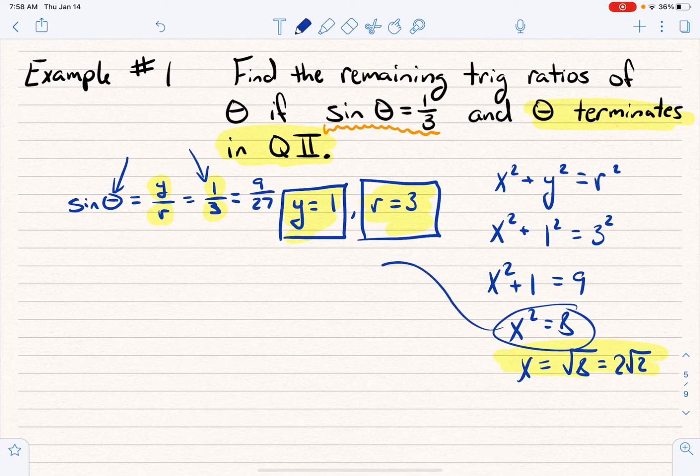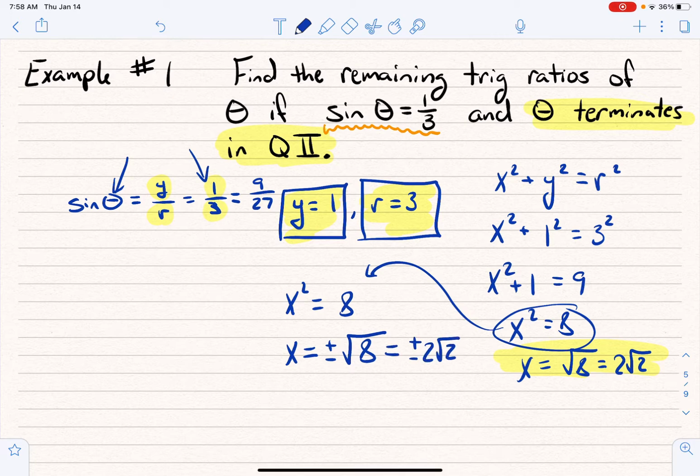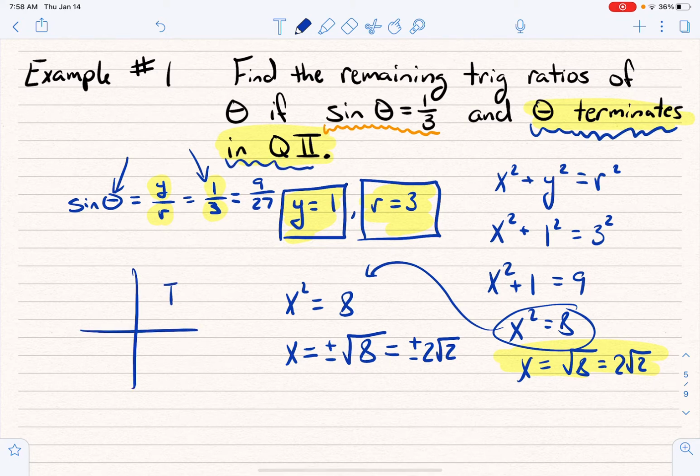Well, if you say that x squared is equal to 8, when you square root both sides, you should have x is equal to plus or minus the square root of 8, which is equal to plus or minus 2 times the square root of 2. And then you need to analyze the situation. Theta terminates in quadrant 2. Let's think about that. Okay, here's quadrant 1, here's quadrant 2, quadrant 3, quadrant 4. What's special about this quadrant?